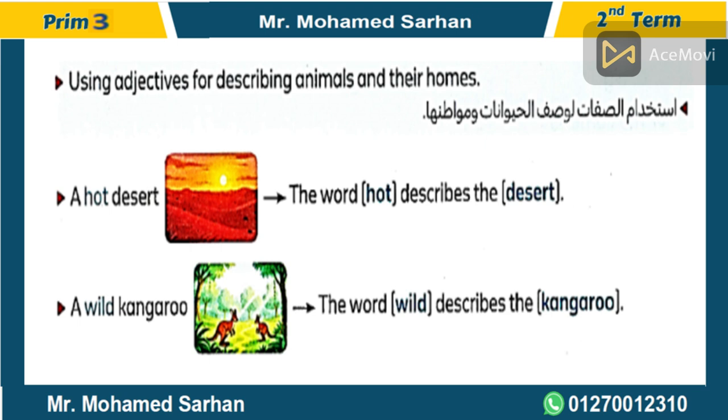Using adjectives for describing animals and their homes. A hot desert. The word hot describes the desert. A wild kangaroo. The word wild describes the kangaroo.